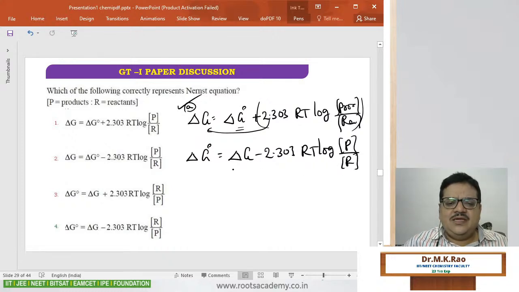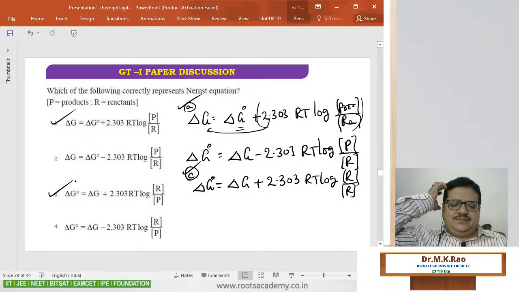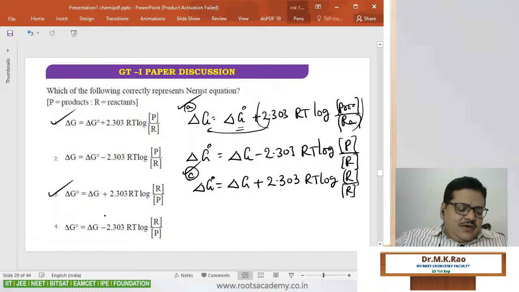Now what I am saying is, if you take the reciprocal, it will become plus 2.303 RT log reactants by products. So it is delta G naught. It is also correct. So 1 and 3 are correct.